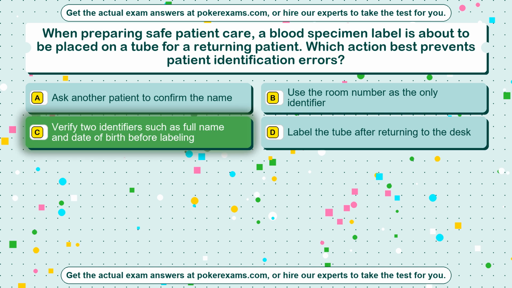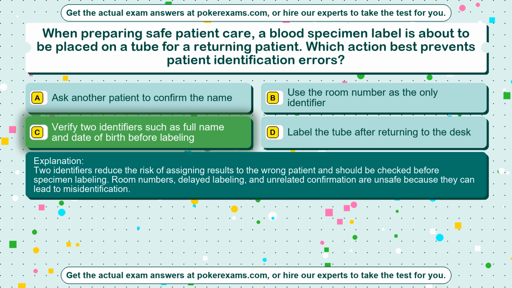The correct answer is option C. Verify two identifiers such as full name and date of birth before labeling. Two identifiers reduce the risk of assigning results to the wrong patient and should be checked before specimen labeling. Room numbers, delayed labeling, and unrelated confirmation are unsafe because they can lead to misidentification.